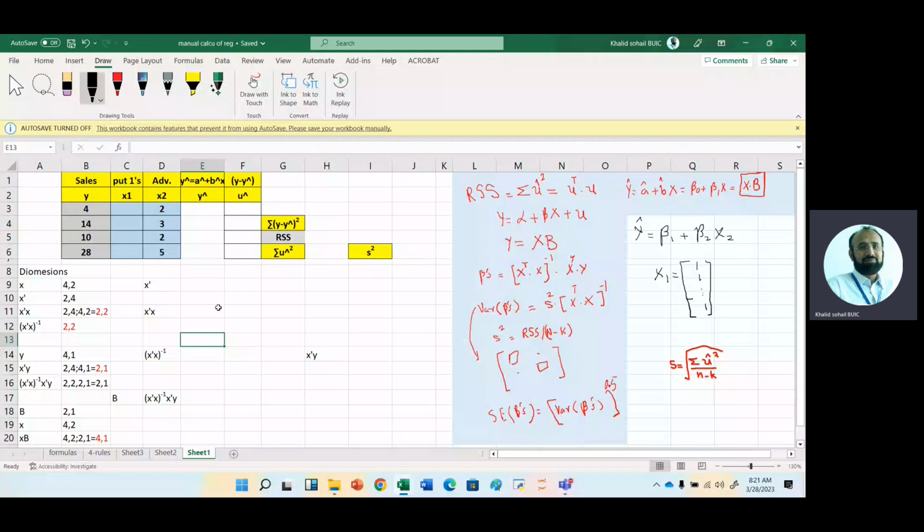In this video we will learn how we can get betas as well as standard errors of betas with the help of matrices. And we should follow the matrix rules as well. Here we use the MMULT function and the MINVERSE function of Excel, and we will also use the TRANSPOSE function of Excel. All these functions are used for matrices.